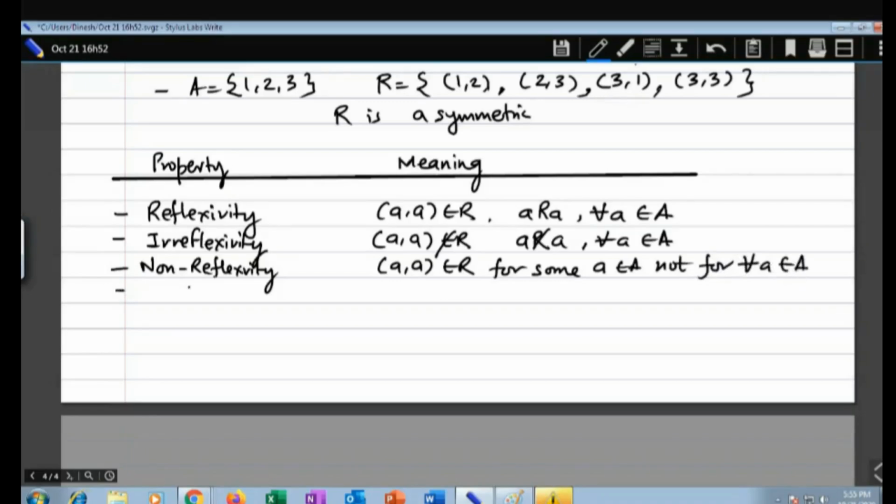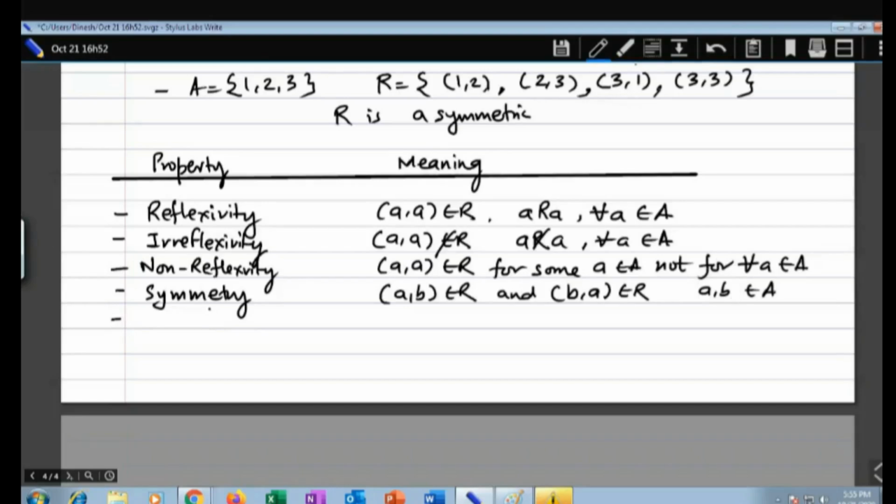Then comes the symmetry. (a, b) is in R and (b, a) is in R for a and b belonging to A. The bracket should not be there, otherwise it will make a difference.